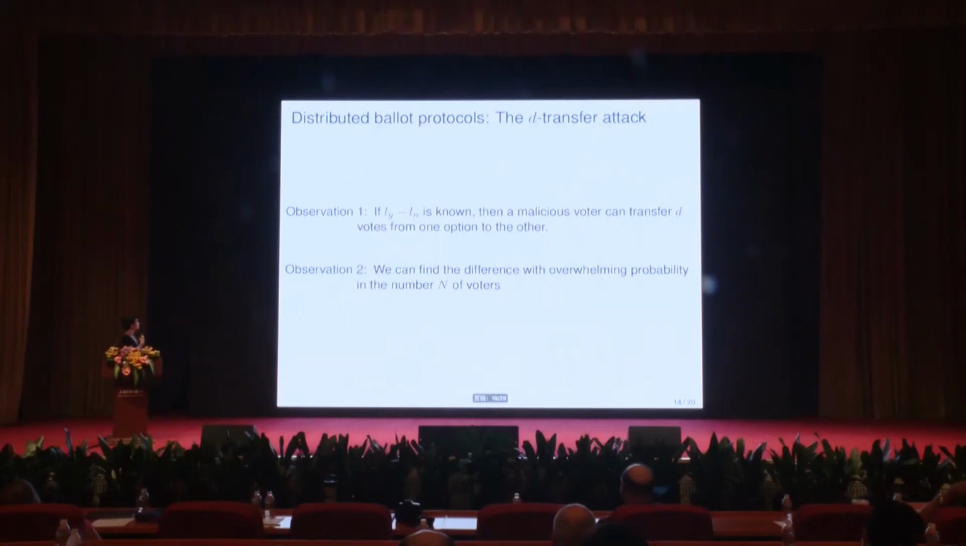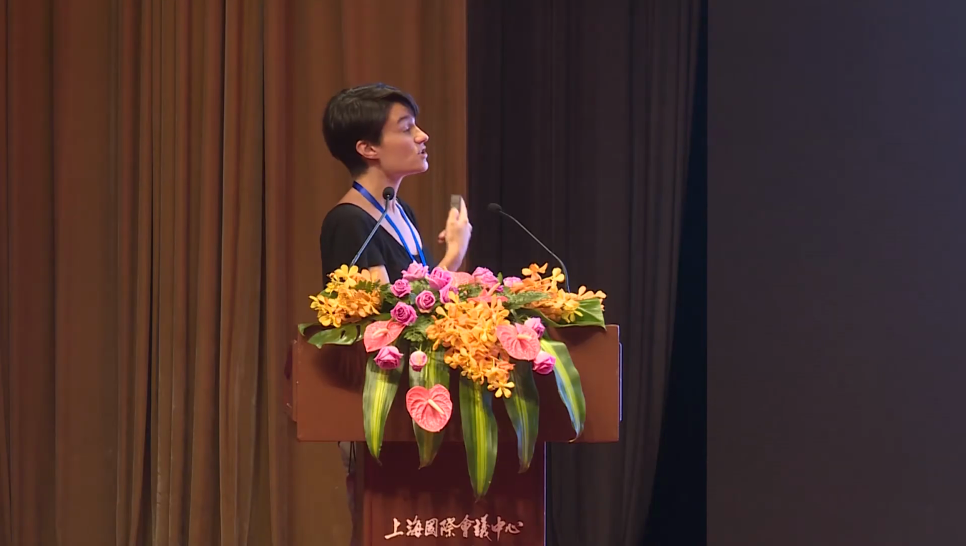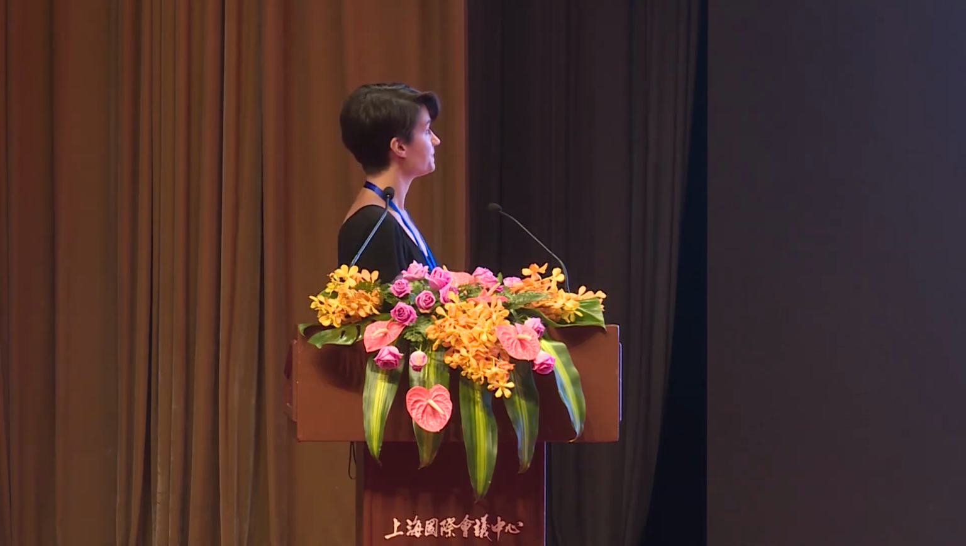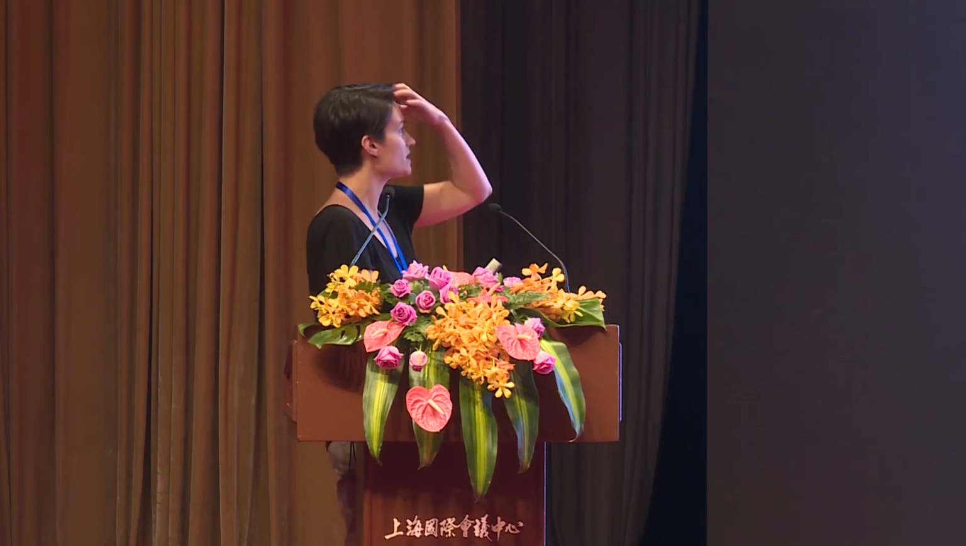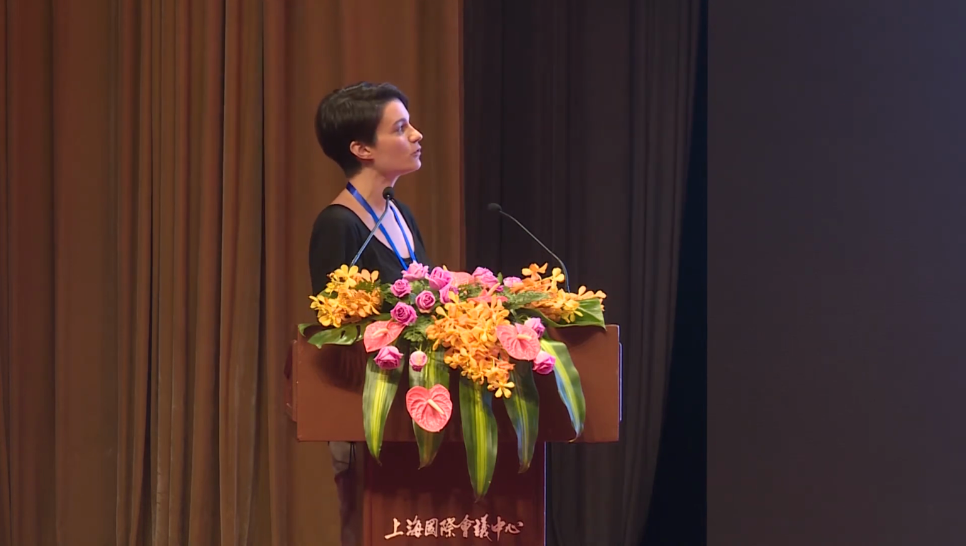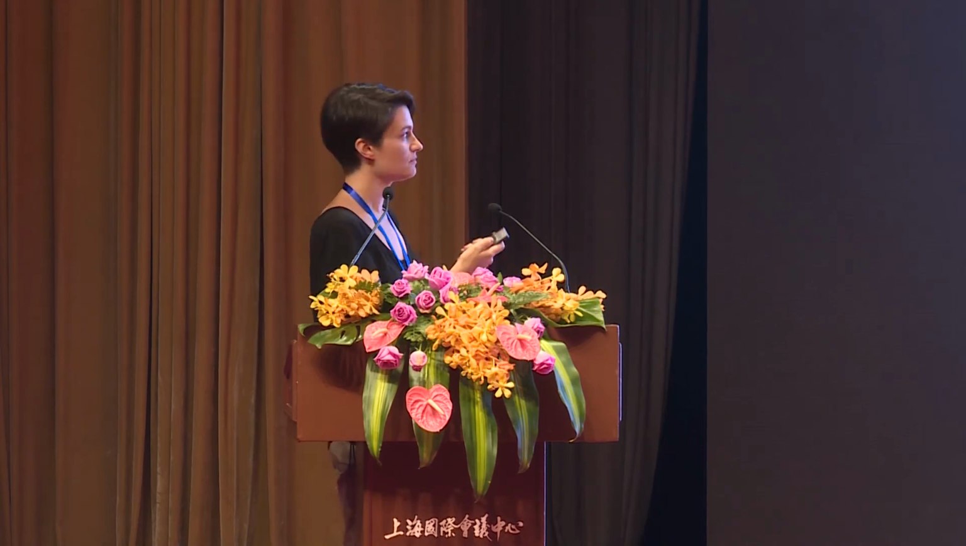So there are two observations that we can make. If this difference is known, then a malicious voter can transfer any number of votes from one option to the other, so he can, in practice, double vote. And observation two is that we can actually find this difference with overwhelming probability in the number of voters.